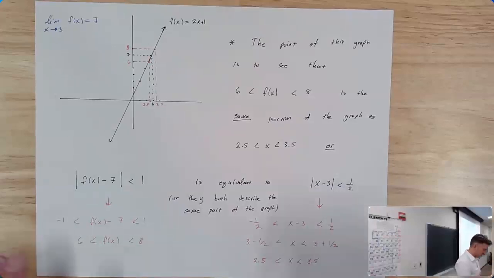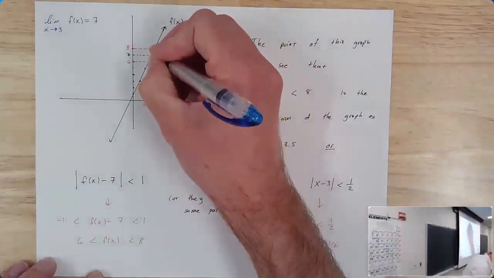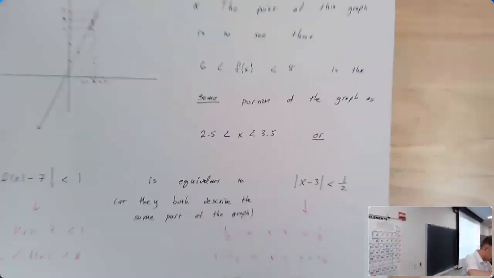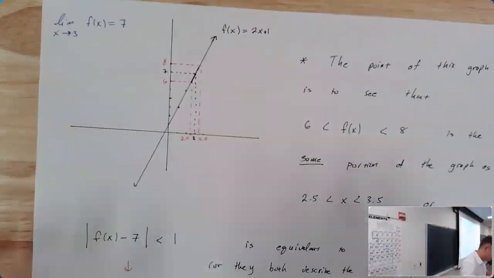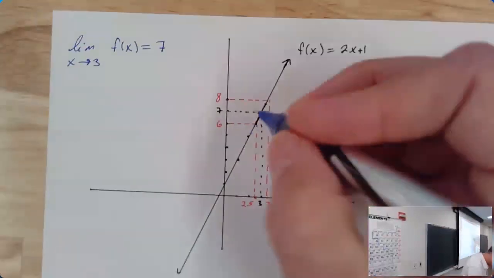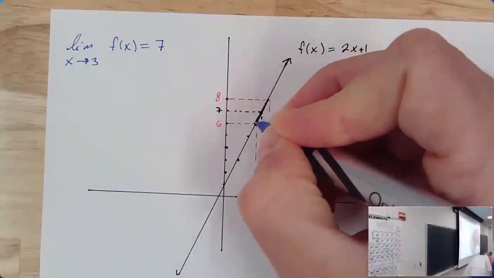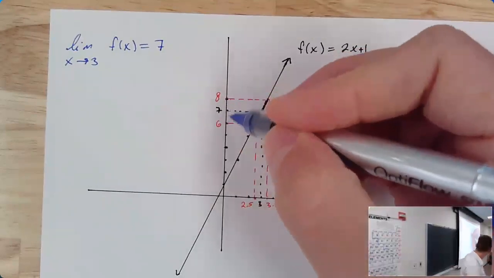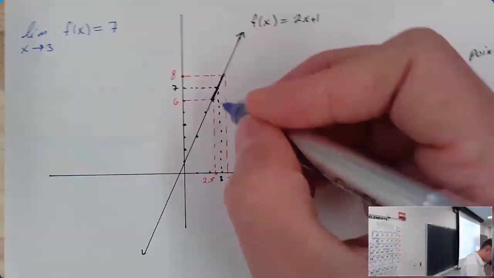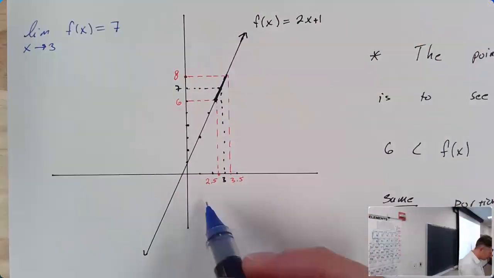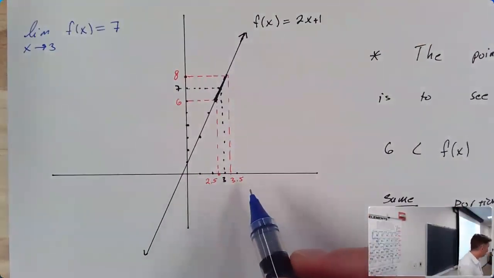So I want to point that out again. If we're looking at this little section right here, maybe I can zoom in so you guys can see this a bit better. Even more. So we're looking at this section of the graph right here, where the function is between 6 and 8. That's exactly corresponding to x being between 2.5 and 3.5.